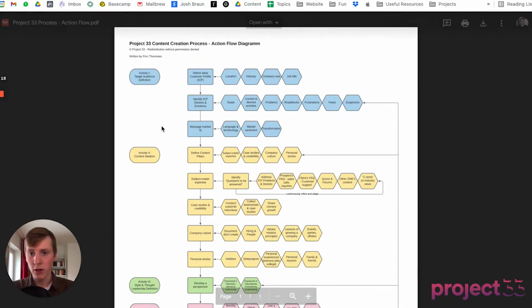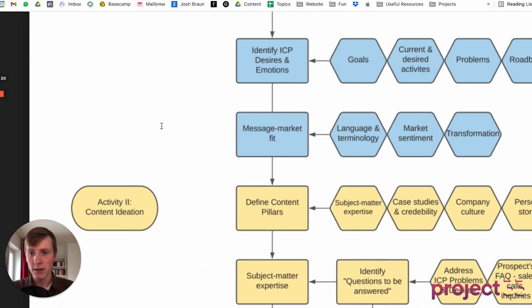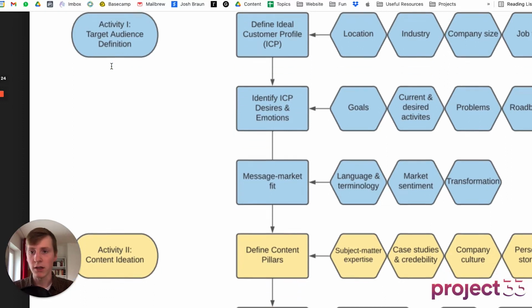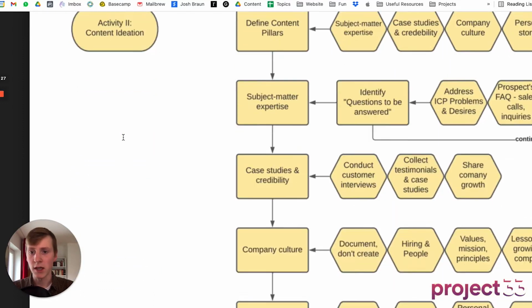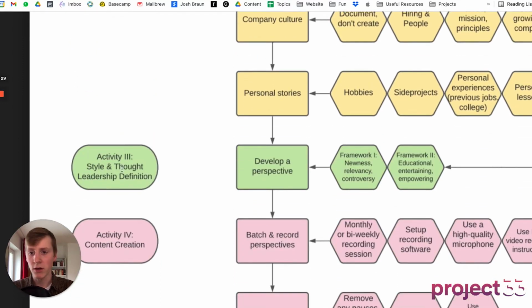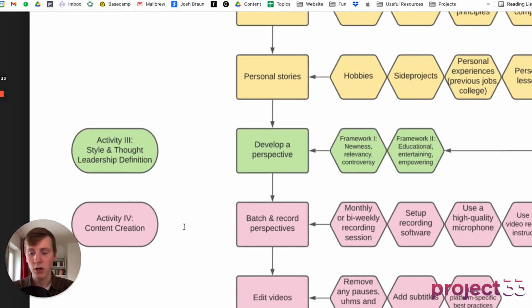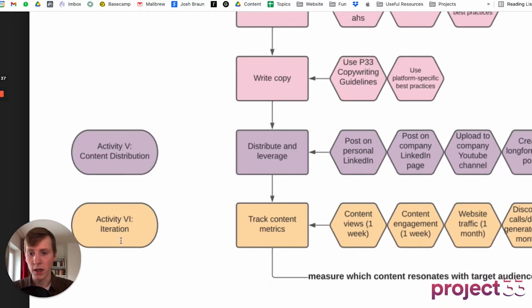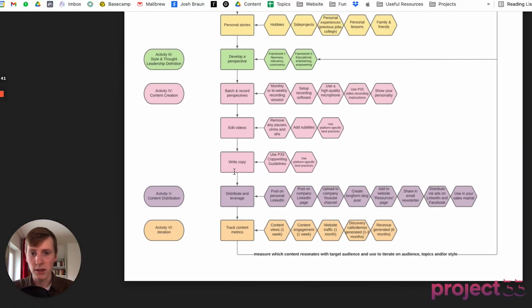So it's always the same 6 activities that we run customers through: target audience definition, content ideation, style and thought leadership definition, developing a perspective, then the actual content creation, the content distribution, and then the iteration loop. And I'm going to go through this in more detail in a second.